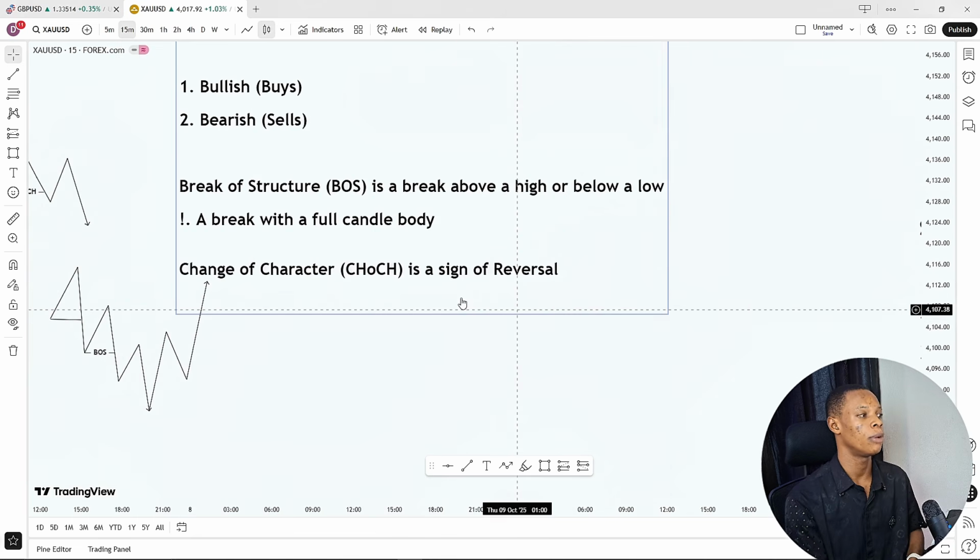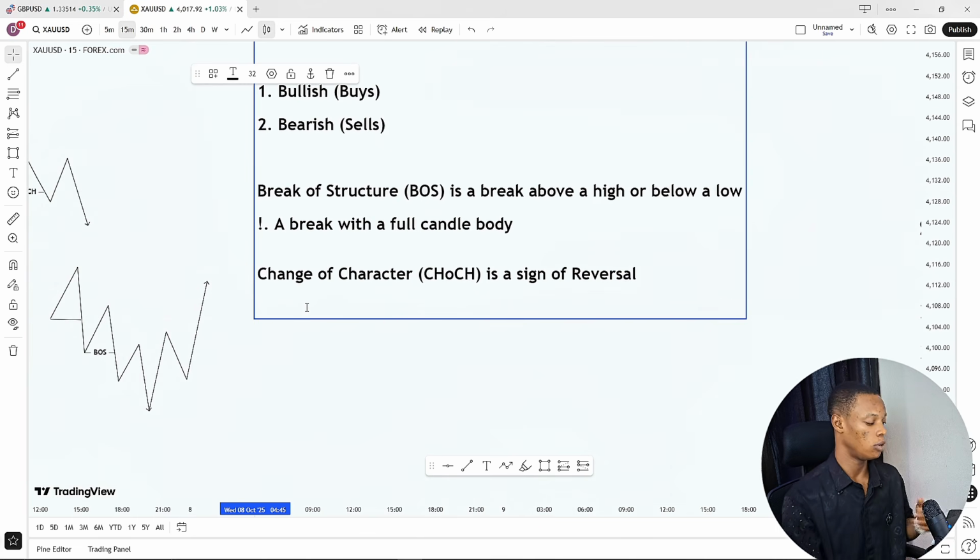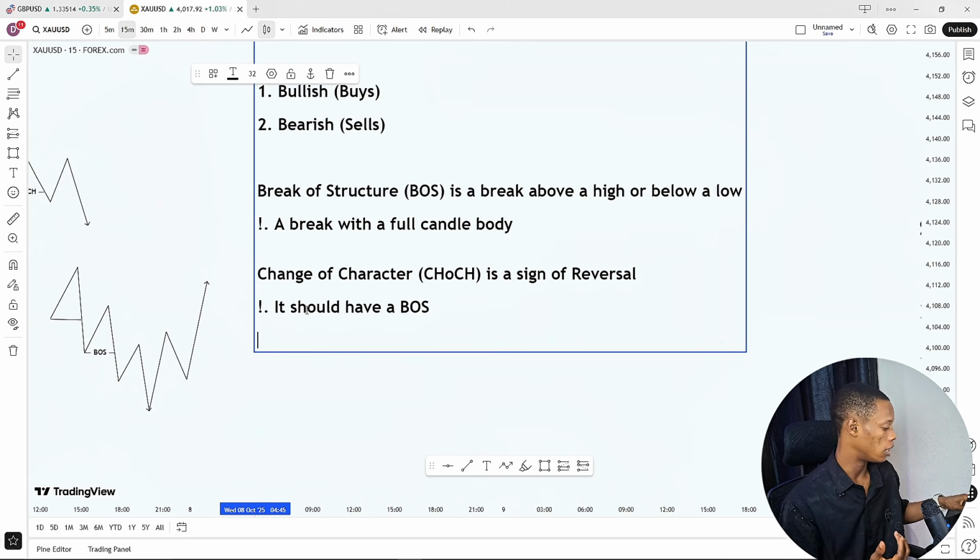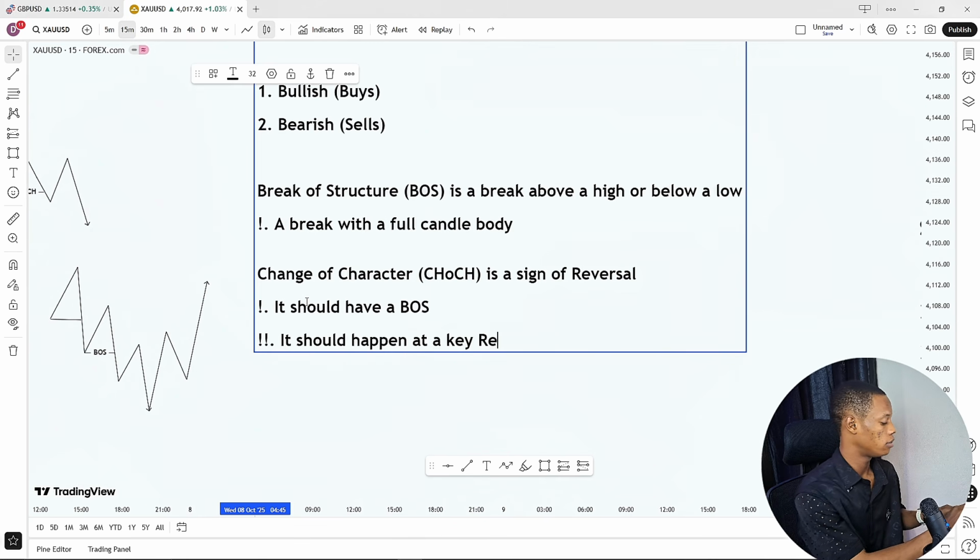Now, what's going to make a change of character valid? There are only two things I consider. The very first thing I consider is it should have a BOS, meaning you're going to need a BOS to validate a change of character. Then the second thing I consider is that it should happen at a key reversal zone. Now, these are the only two things I consider.